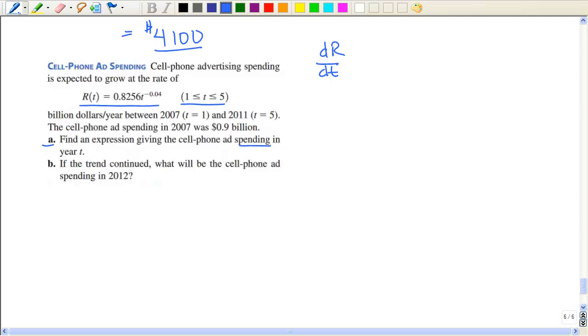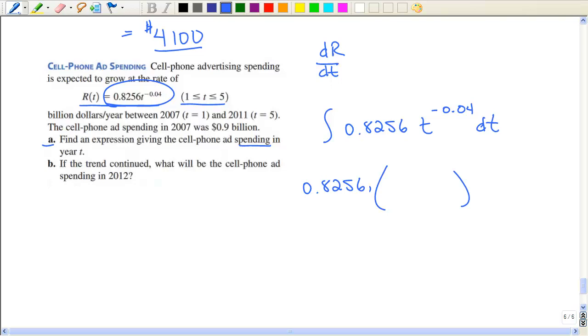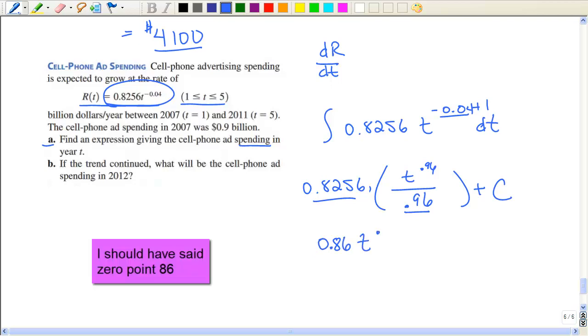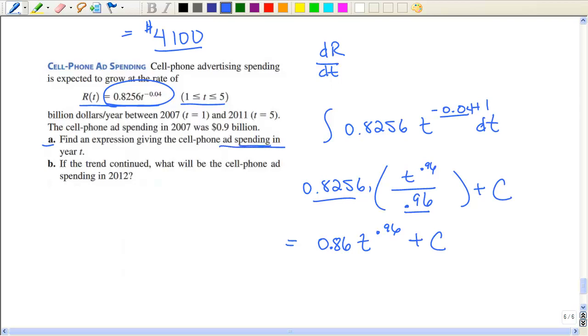Okay, so if I have my spending rate, I need to go backwards. I need to take the integral. So I'm going to take the integral of this function here with respect to the variable t. I'm going to pull out this constant, and remember I'm going to add 1 to the exponent, so that's t to the 0.96, and then divide by that new exponent, and then I'm going to take my calculator and divide those two numbers. Comes out kind of nice. I have 0.086 t to the 0.96 plus c, and that's going to be my ad spending in year t, so I'm just going to call it A of t for ad.